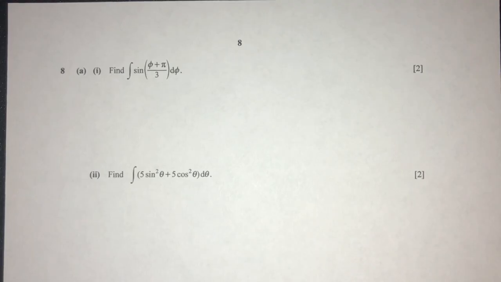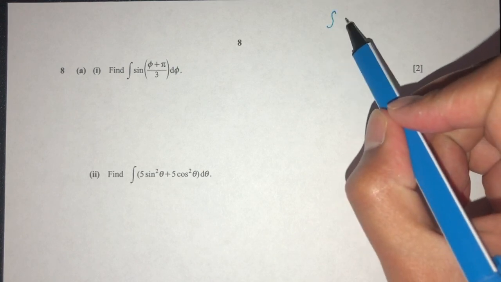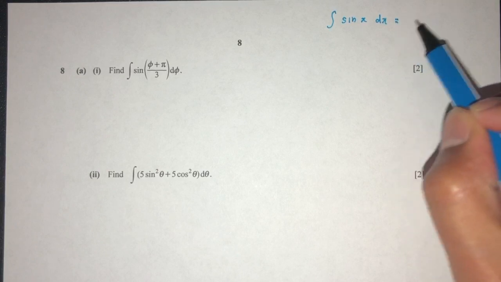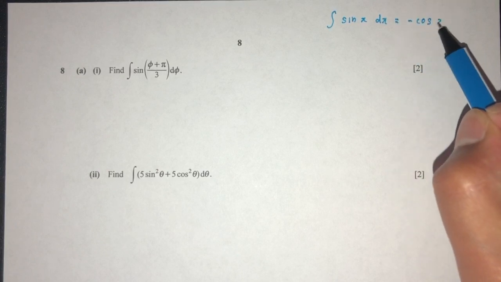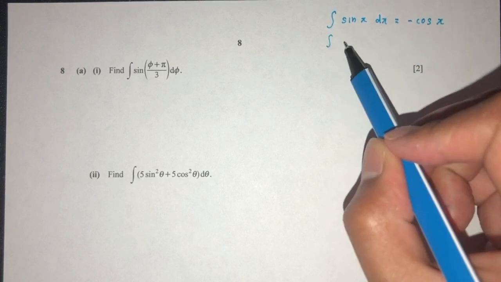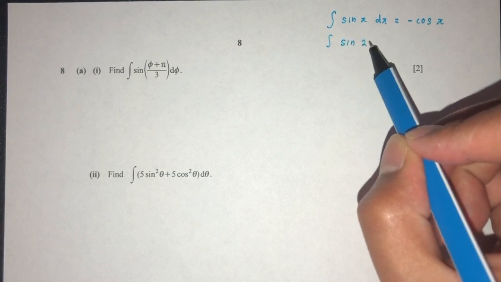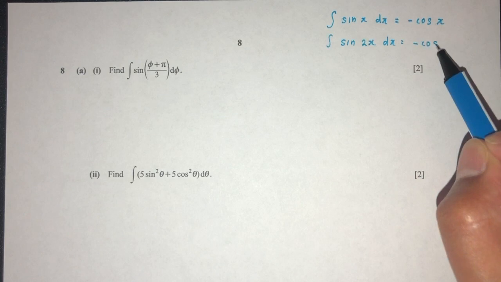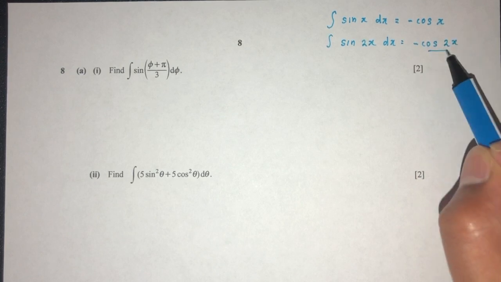Now let's move on to question number 8. So here what do we have? So we have to find the integration of this. Now step by step, let's think, how can we find that? So what is the integration of sine of x with respect to dx? So we know it will be minus cos of x. Same way, what is the integration of sine of 2x with respect to dx? It will be minus cos of 2x divided by 2.